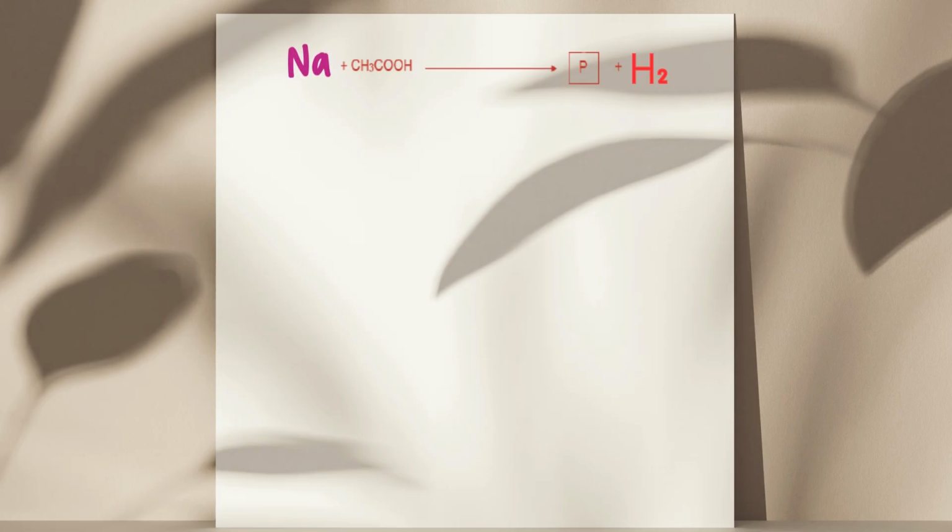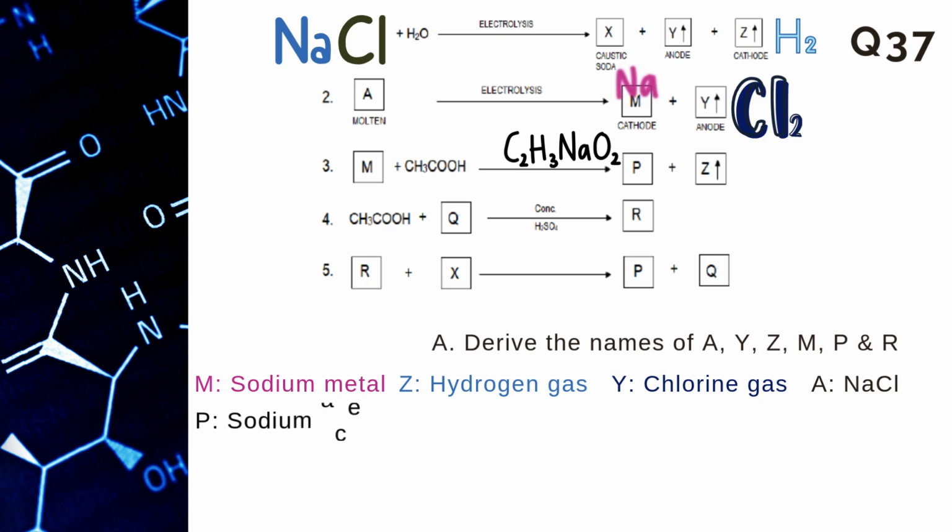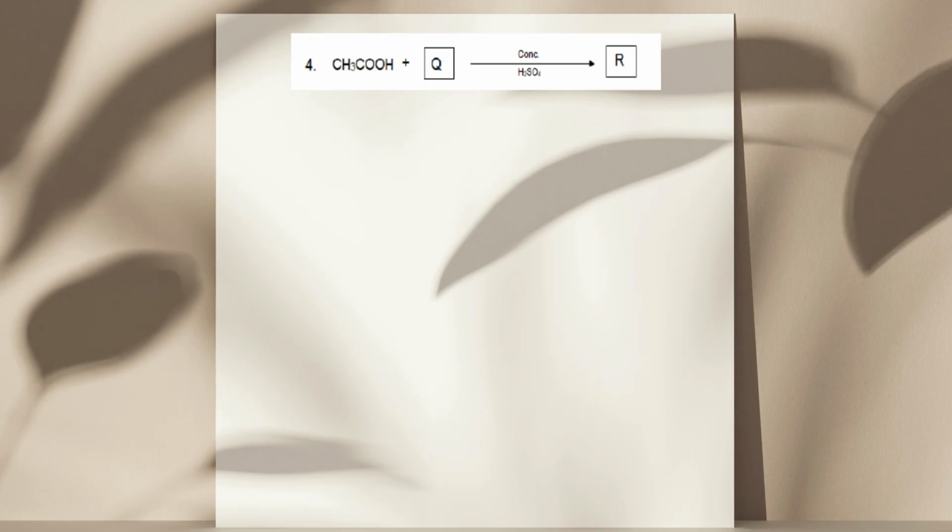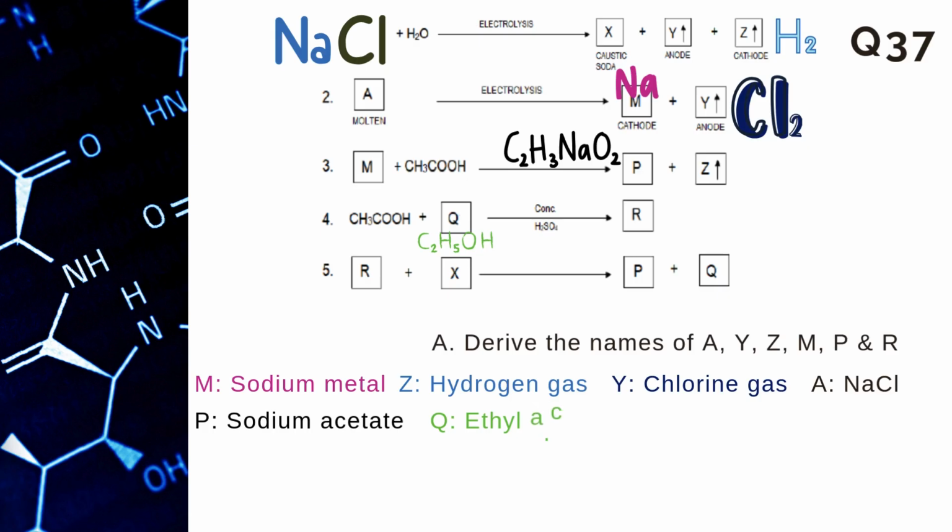Now, sodium reacts with acetic acid to give sodium acetate. Hence, P is sodium acetate. Now, acetic acid plus Q in the presence of concentrated sulfuric acid gives R. This looks like an esterification reaction, where acetic acid reacts with ethyl alcohol in the presence of concentrated sulfuric acid to produce ethyl acetate and water. Thus, Q is ethyl alcohol and R is ethyl acetate.